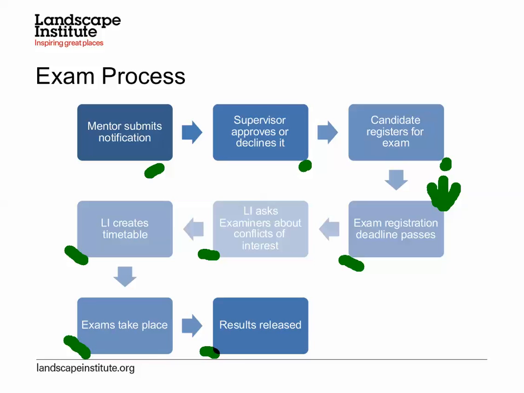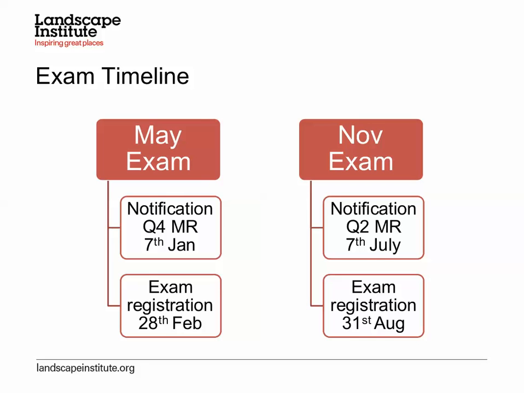Now, I mentioned how there were deadlines to do with this, and these are the really important ones. So for you guys, I'm assuming you're not in the November exam. The really important deadline, if you want to go for the May exam, is this one. Your mentor must submit a notification as part of their mentor review for Q4. Now, they can submit it before that. That's not a problem at all.